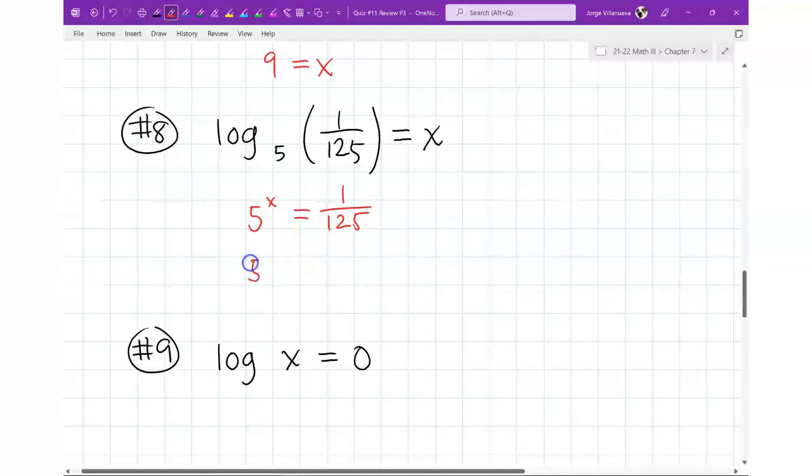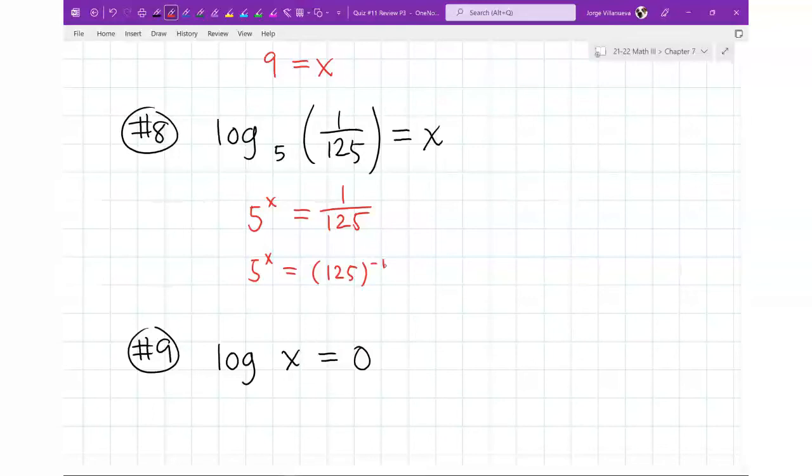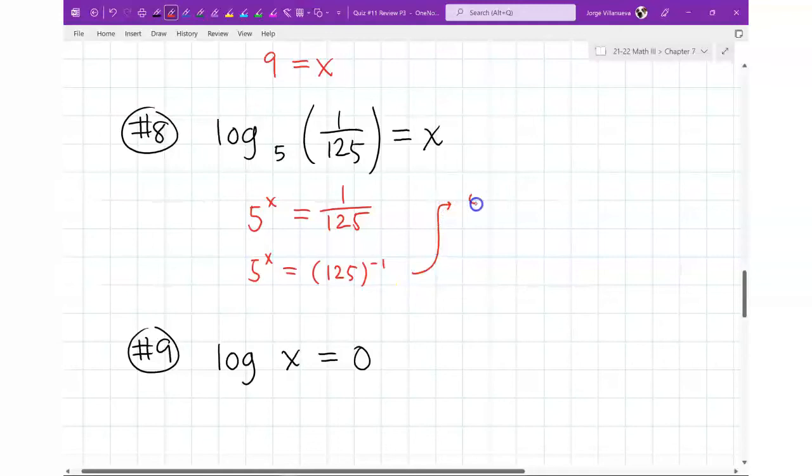So this is going to be 5 to the x equals 125 to the -1. Okay? Now, I got to make sure the bases match. So that means this must be a 5 to a certain power. 5 to what power is 125? 3. So I'm just going to kind of move over here to the side. 5 to the x is equal to 5 to the 3rd to the -1.